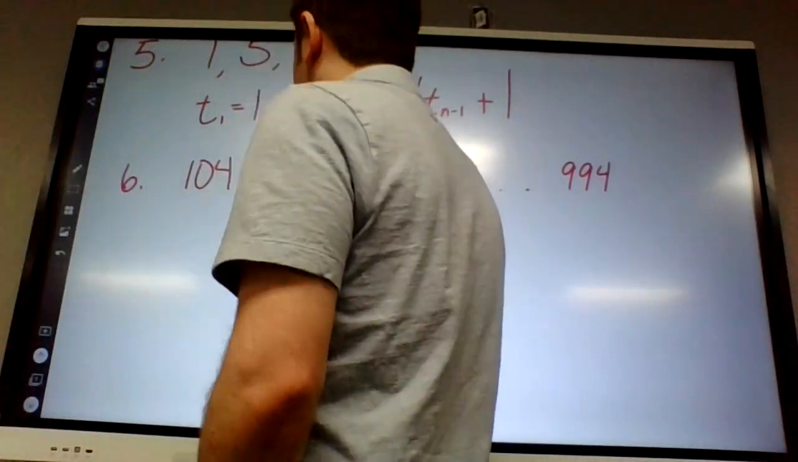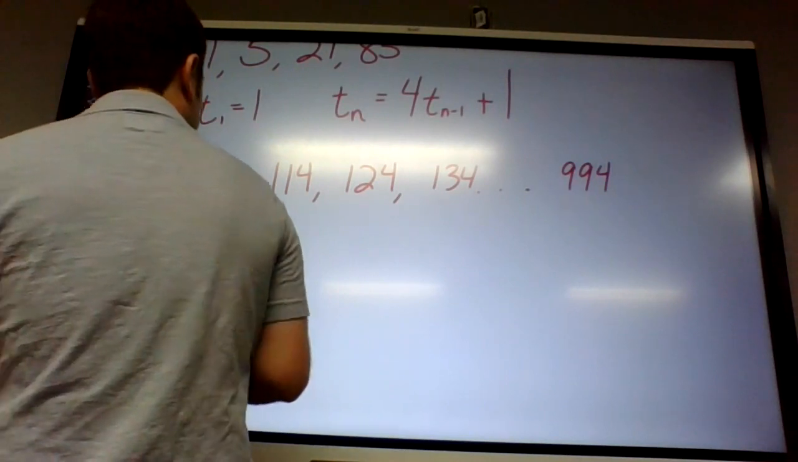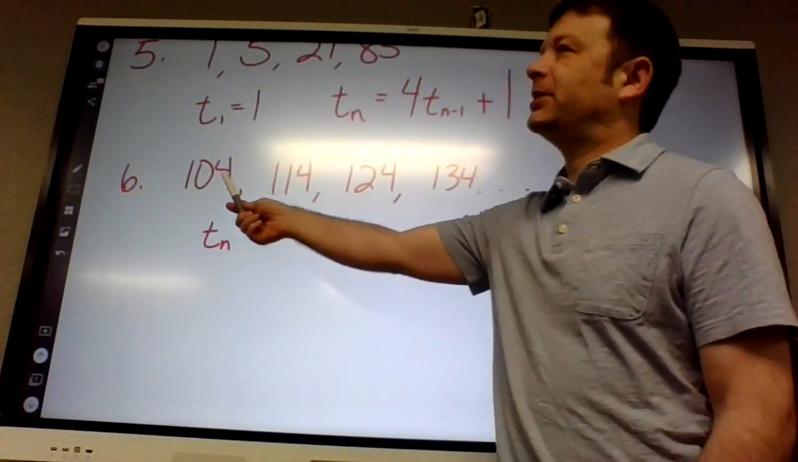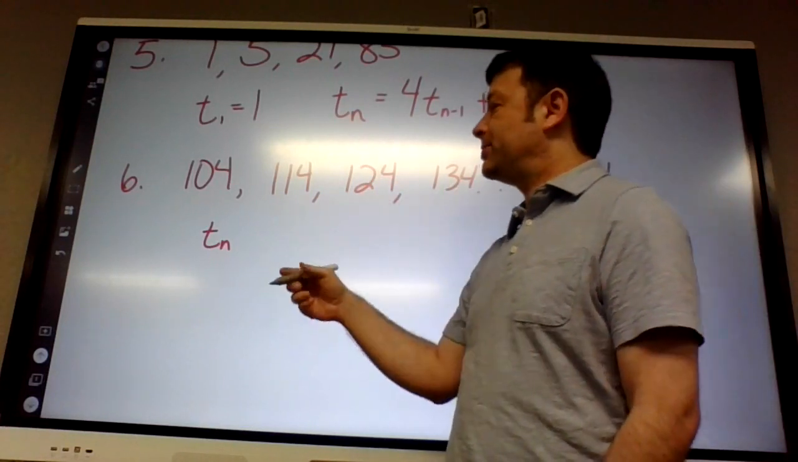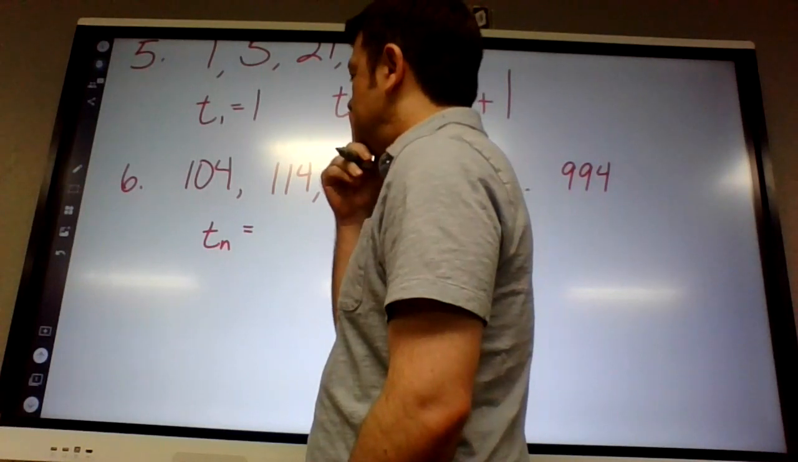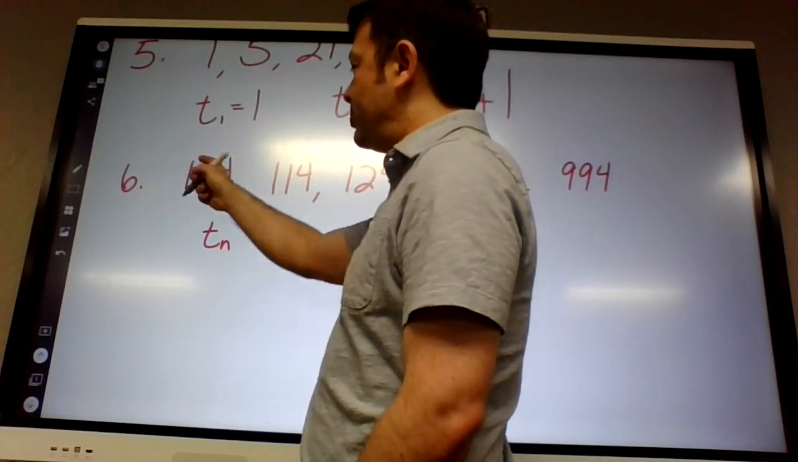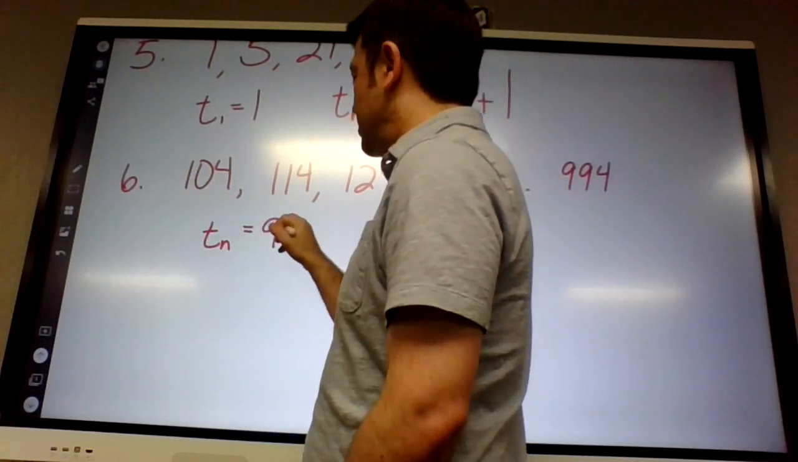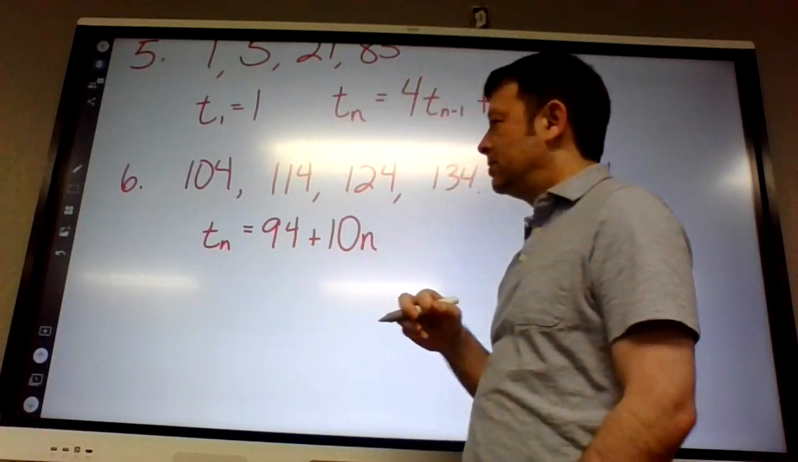Okay, we need an explicit formula. So what's the pattern here? It's plus 10. So we just need to make sure it starts off right. If I back up one step, kind of like we did on number 1, it started at 94 plus 10 times n.